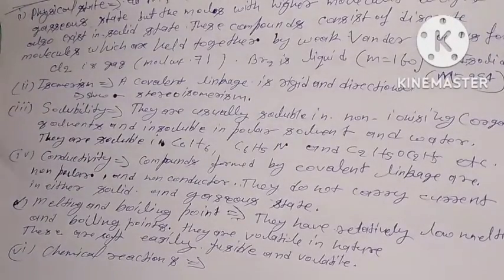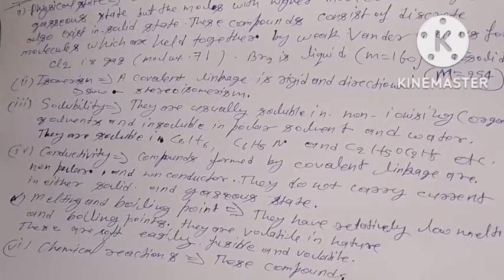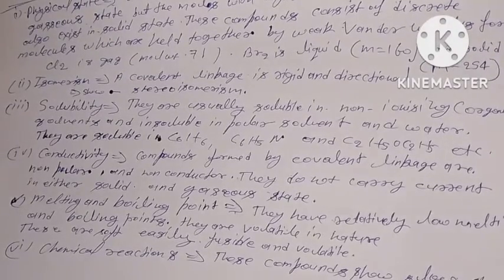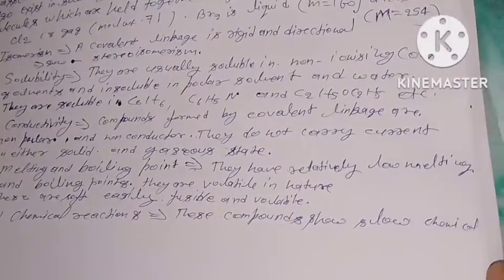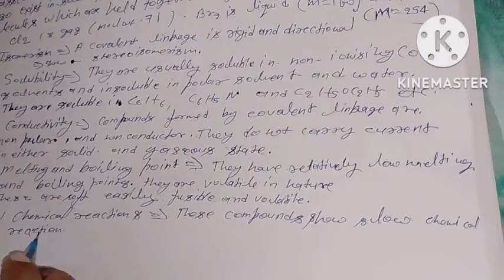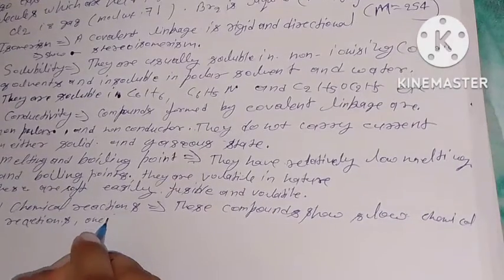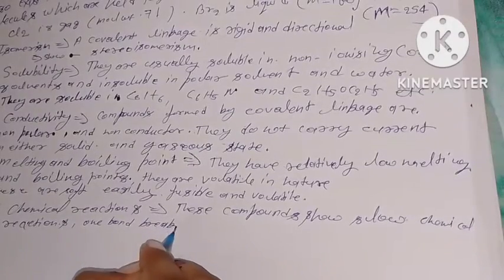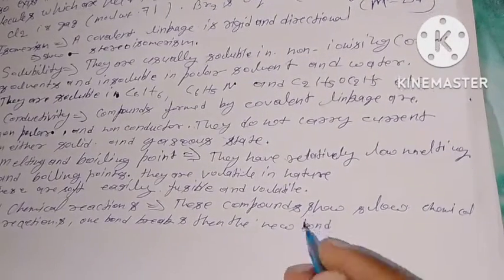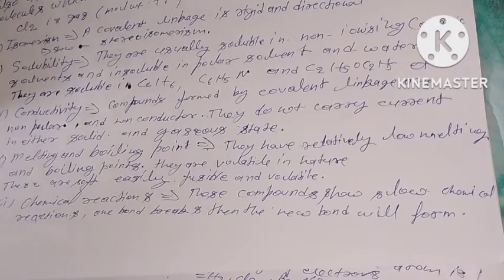Sixth is chemical reaction. These compounds show slow chemical reactions. When one bond breaks, then the new bond will form. Okay.